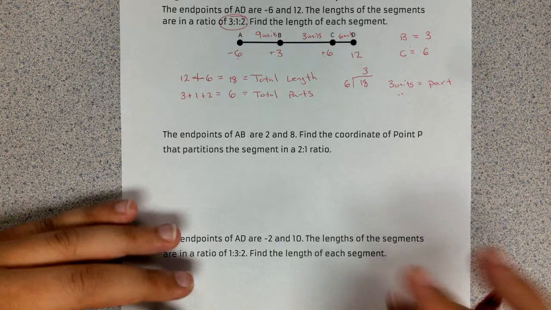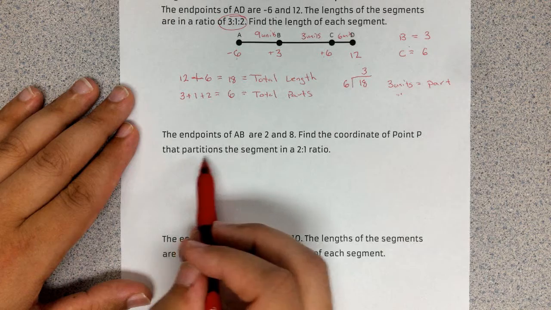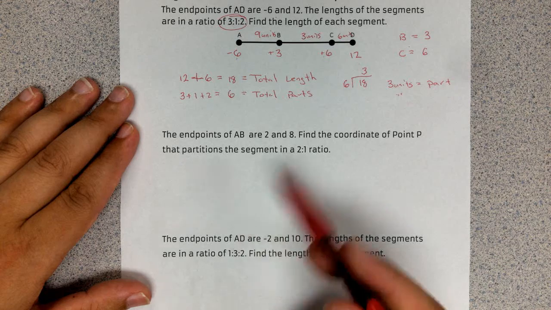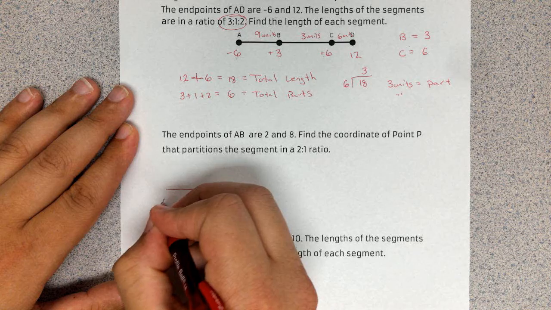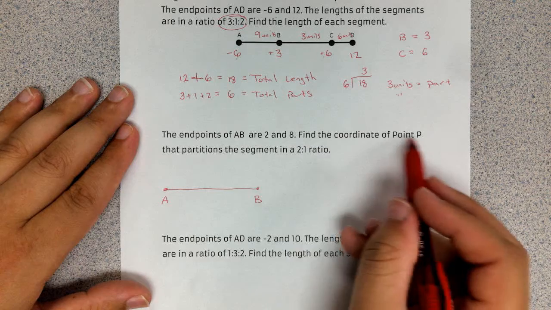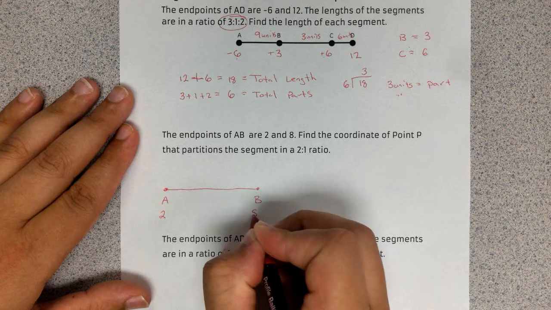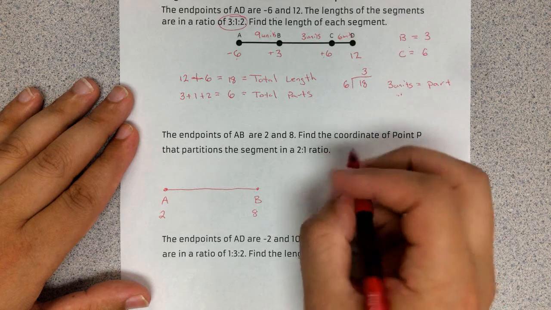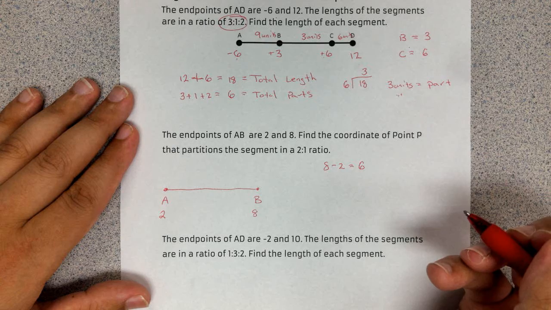Okay? Let's look at this next one, where the endpoints of AB are 2 and 8. Find the coordinates of P so that we have a ratio of 2 to 1. Well, now notice that I do not have a picture, so let's draw one. Here's my line segment, I have points A and B. I need to find P so that I have a ratio of 2 to 1. So we're going to do the same thing. This is located at 2 and 8, so I find the difference. The difference between A and B is going to be 8 minus 2, which is equal to 6. So that's my total length.